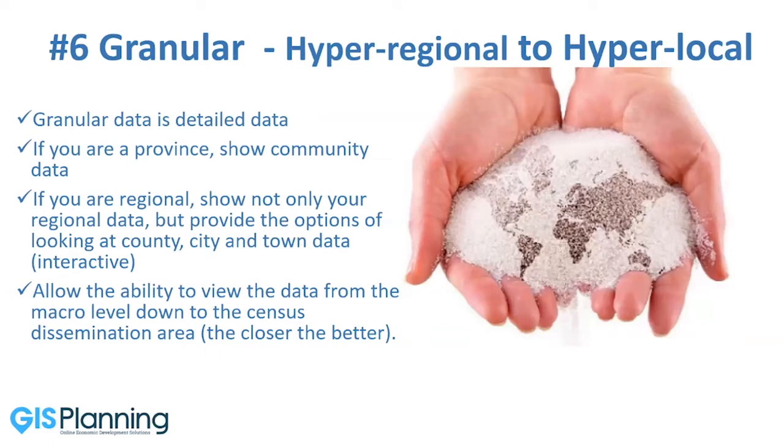Granular. So this is very interesting. Allow the website user to get into more localized data sets. So if you're at the provincial level, show the communities that are in your province. If you're regional, show not only your regional data, but provide options at looking at counties, cities, towns, and make that data interactive. And then allow it to go down to the micro level, census dissemination area. The closer we can get the data sets or the lower levels of geography, the better analysis that we can have when we start to use those interactive analytical components.